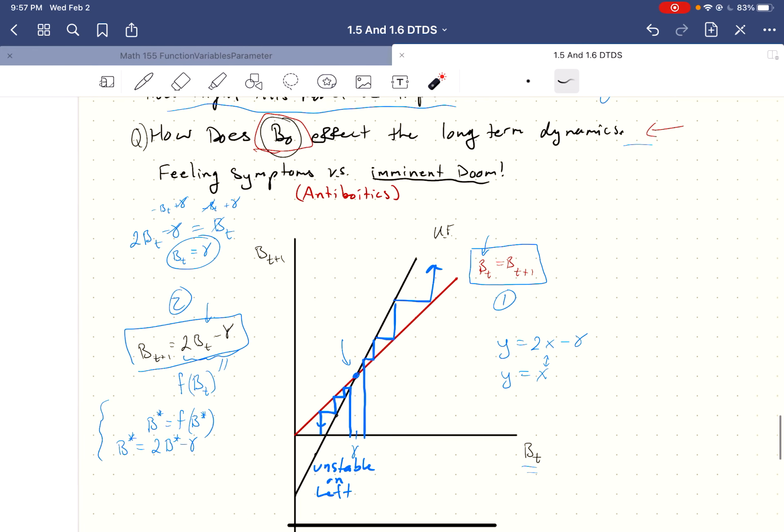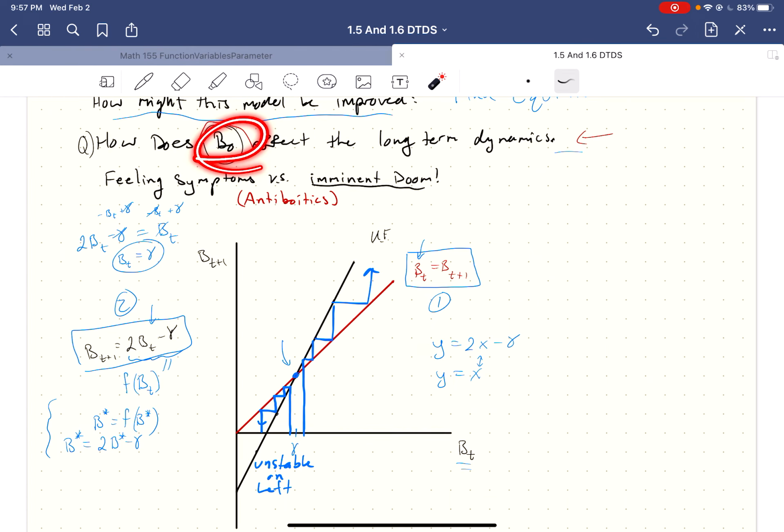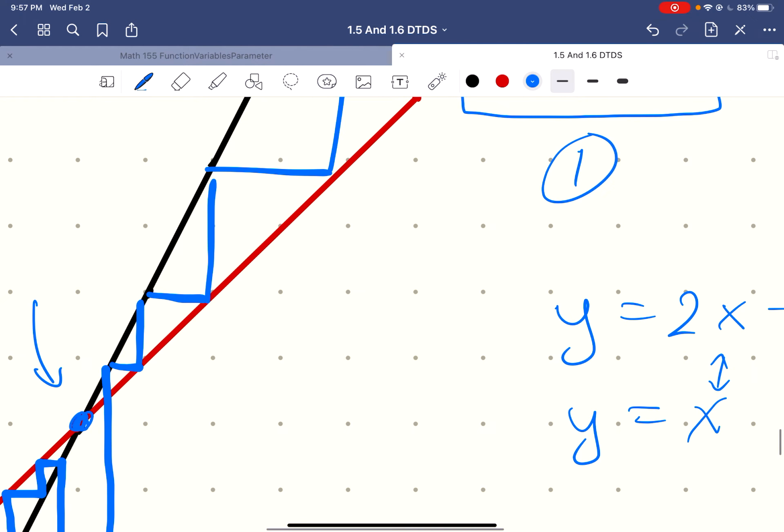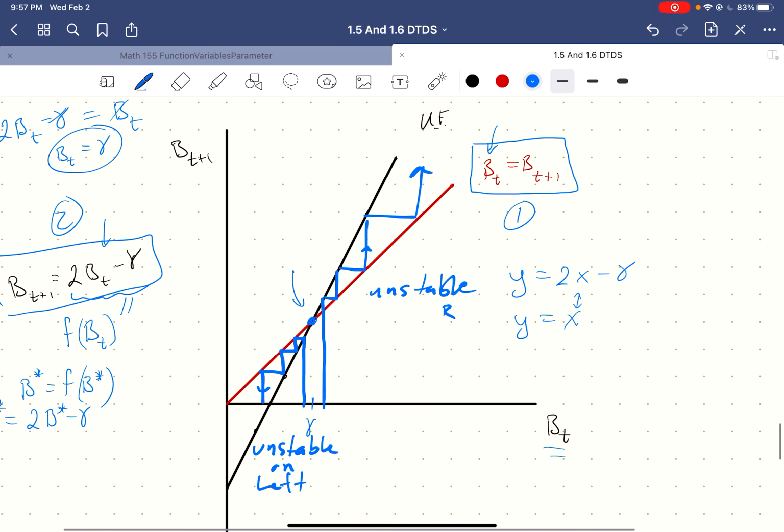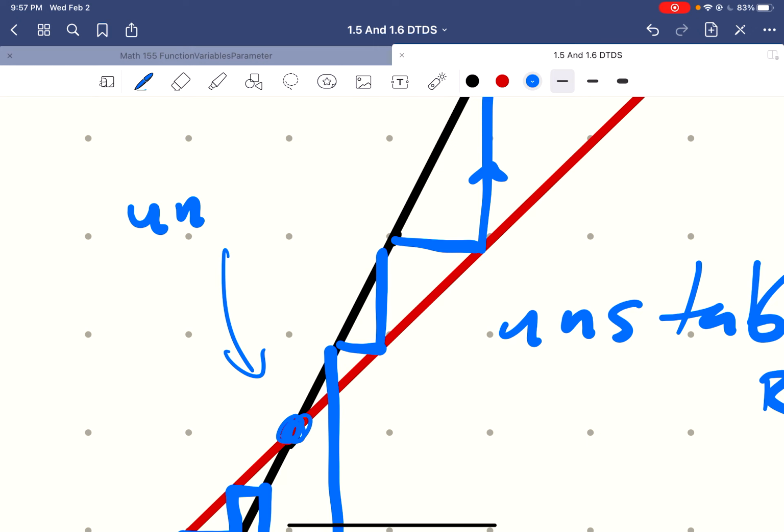So, how does the initial population affect the long-term dynamics? Well, if I'm above equilibrium, the bacteria win. I can't kill off enough. But notice in either case, I'm traveling away from equilibrium. So this is also unstable on the right. Okay? And since it's unstable on both sides, we just call this unstable. This equilibrium point here is unstable. Okay?